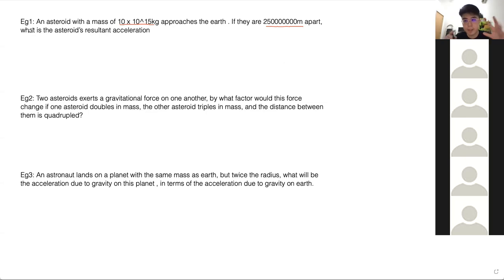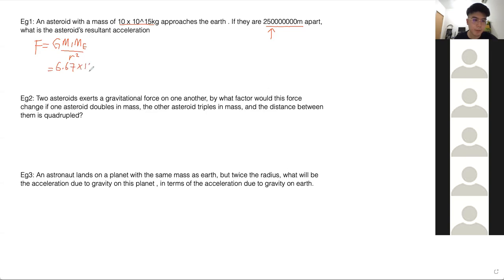We find the gravitational force first. Okay, we have two masses. One is the asteroid, one is the Earth. We are going to assume that they are point masses. So we take the center of the asteroid to the center of the Earth. The distance is this much, right? So F equals to G M1 M Earth over R squared.